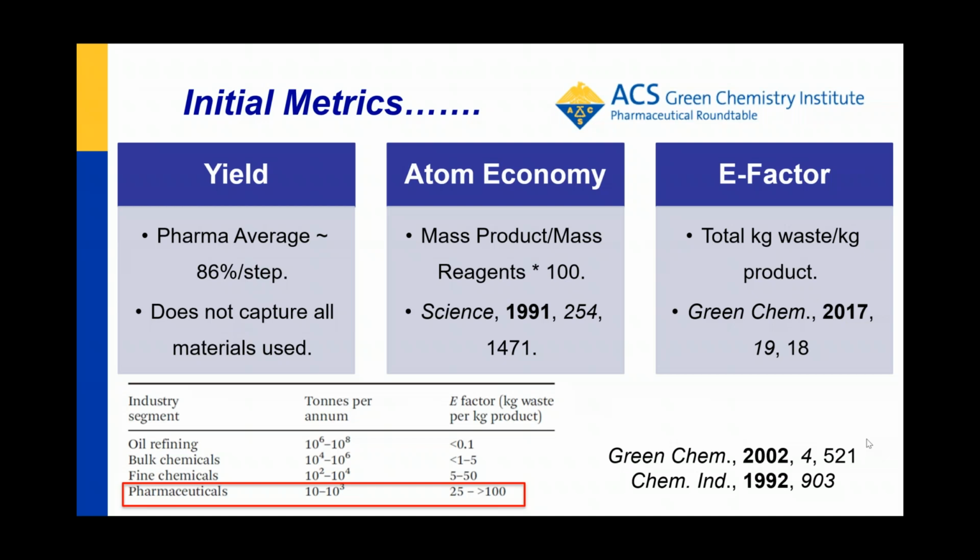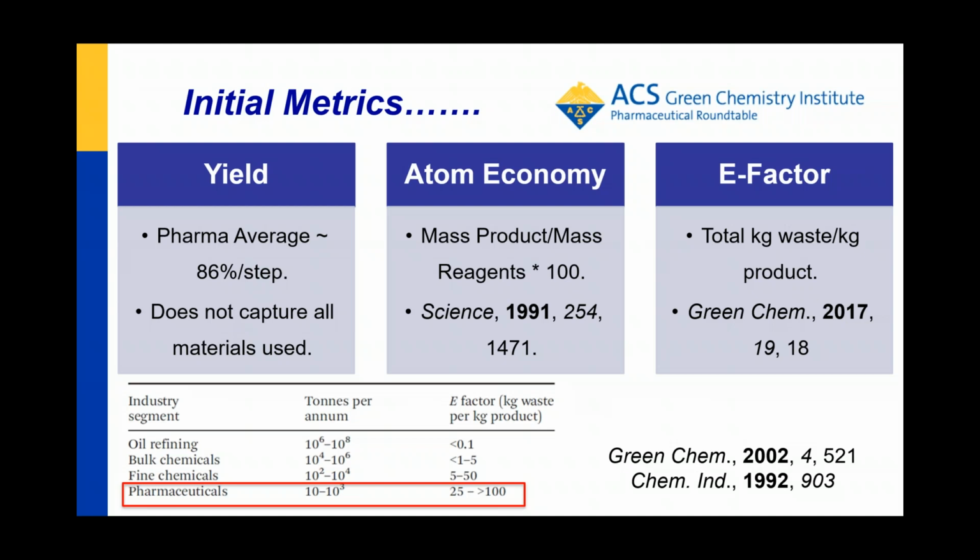Down on the bottom left-hand side is a table that Sheldon included in his initial paper on the E factor. This is one that I think really resonated with the pharmaceutical industry and, to some degree, was a driver towards people taking a closer examination of green chemistry in the sector. It looked at various industry segments: oil refining, bulk chemicals, and fine chemicals, looked at how much they produce per year, and then analyzed what their E factors were. And as you can probably see, highlighted in the red box, the pharmaceutical industry didn't come out very favorably.